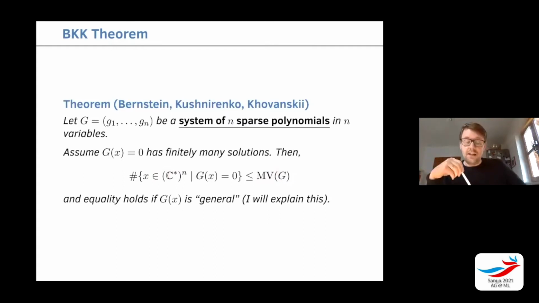And equality holds if G of x is general. So I will explain what general means very precisely, but just think of this: if the coefficients of G of x are somehow randomly chosen, then this is actually an equality. So you can compute the number of zeros as a mixed volume of something, the mixed volume of Newton polytopes.